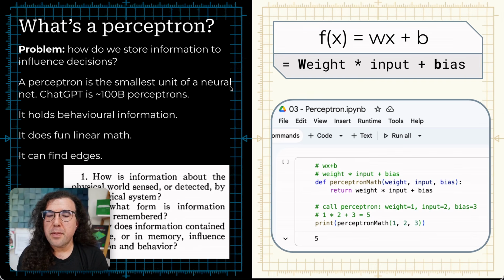If we were to implement that in code, we see a perceptron math method right here, weight times input plus bias. If I do 1 times 2 plus 3, that equals 5, right? So what does the perceptron really do? It holds behavioral information. It does fun linear math, to differentiate it from non-linear math, math that cannot be graphed easily on a straight line. And it can find edges.